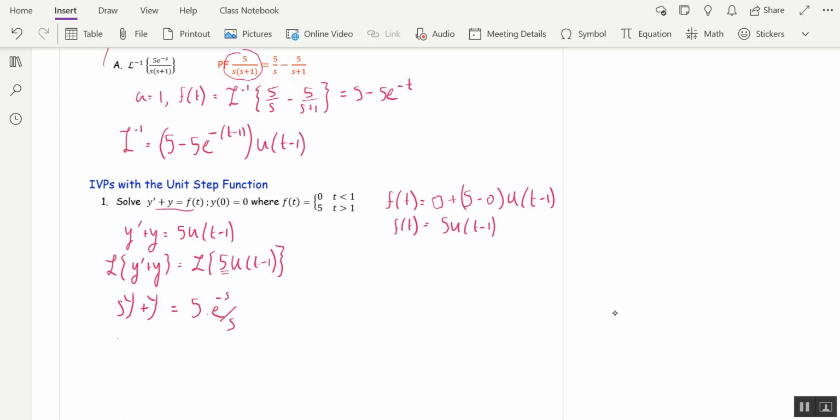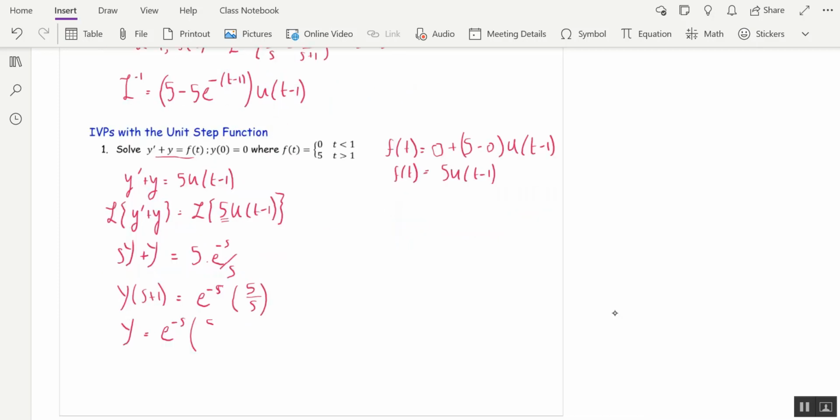Okay, let's isolate big Y. So big Y times s plus 1 is equal to, I'm going to pull that e to the negative s out because I'll be using formula 17 in a minute. That's an e to the negative s, and then 5 over s. And then divide both sides by s plus 1. So big Y is e to the negative s times 5 over s times s plus 1.